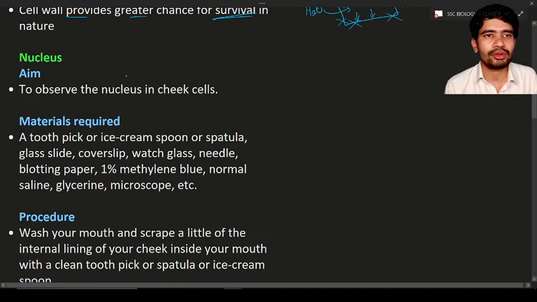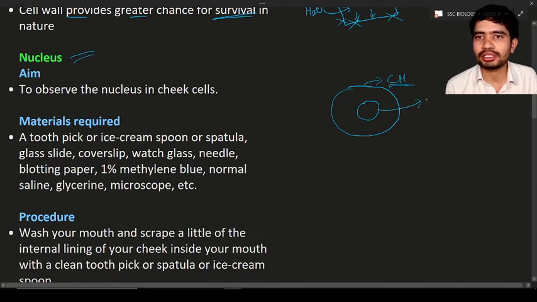Now we are going to discuss the nucleus. Just now we discussed the cell wall. So what is meant by nucleus? Let us consider this is a cell. Inside this is the cell membrane, and inside the cell membrane there is cytoplasm, which we have discussed already. The cell organelles are there. The central, largest cell organelle is the nucleus.